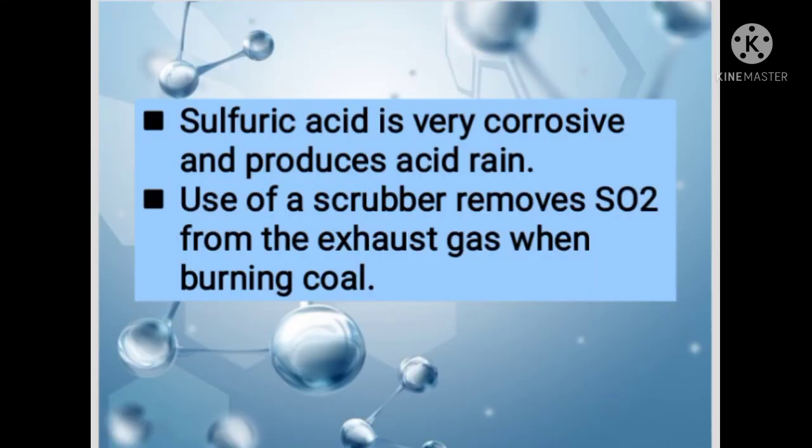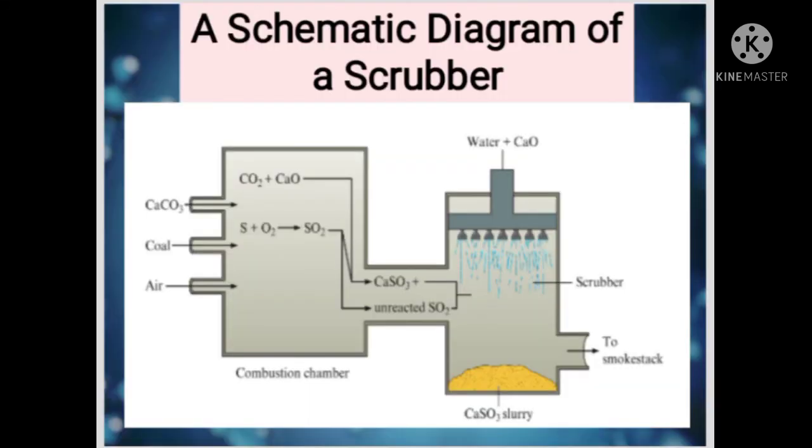So sulfuric acid is very corrosive and produces acid rain, and use of a scrubber removes SO2 from the exhaust gas when burning coal. So we have here the last one, a schematic diagram of a scrubber. A scrubber works by spraying a wet slurry of limestone into a large chamber where the calcium in the limestone reacts with the SO2 in the flue gas.